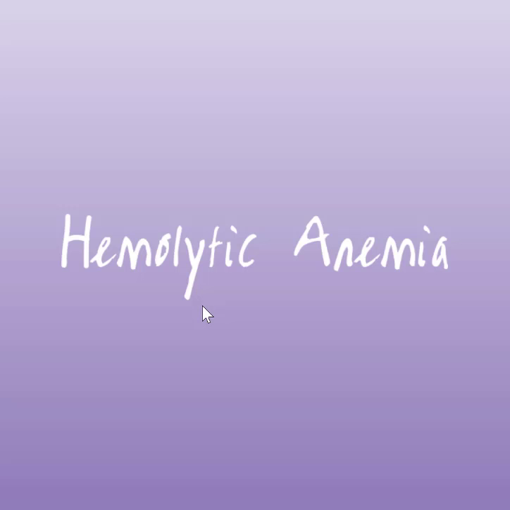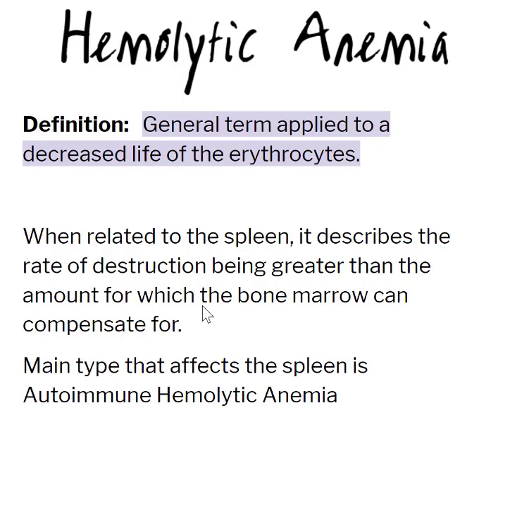Our next couple diseases talk a little bit more about the anemia side of things. So we're going to talk about hemolytic anemia in a general sense. Hemolytic anemia generally applies to the decreased life of erythrocytes, so that means a shortened life of the red blood cells. When we see a patient come in with hemolytic anemia, it typically means that the spleen is destroying more of the red blood cells than the bone marrow can make up for.